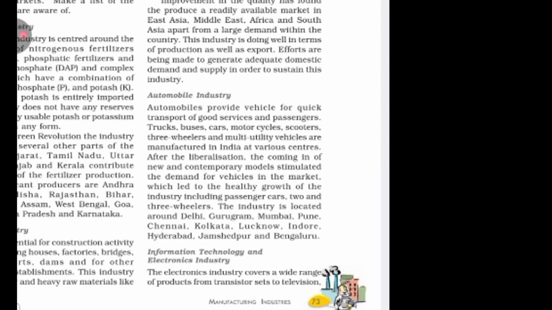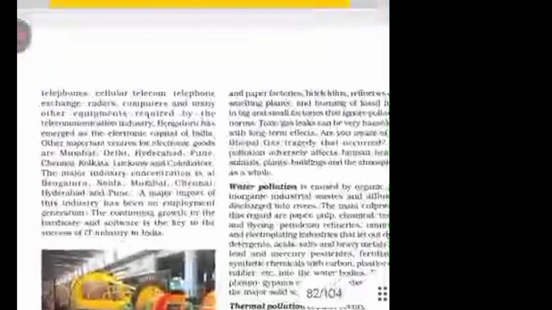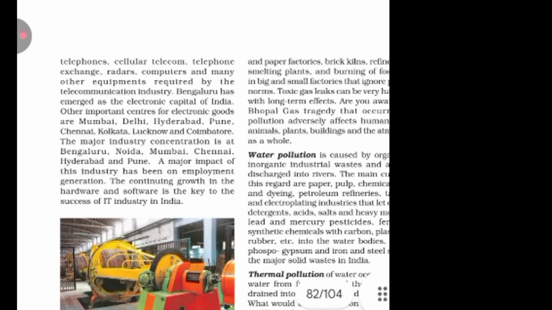And most of these industries are located around Delhi, Gurugram, Mumbai, Pune, Chennai, Calcutta, Lucknow, Indore, Hyderabad, Jamshedpur, and Bengaluru. Basically, you will see that all are situated very near the metropolitan cities. So you can remember. Then comes the cream of all the industries, that is the IT industry.